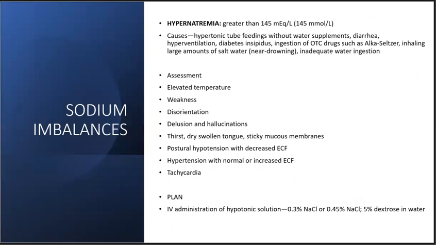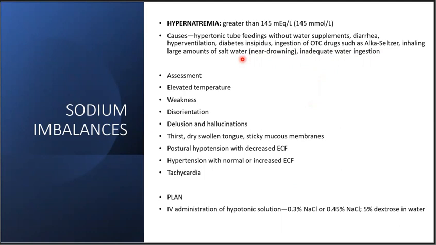In terms of hypernatremia, we see levels above 145 milliequivalents per liter, usually caused by hypertonic tube feedings without water supplement. So you have tube feedings that are hypertonic and the client doesn't get water supplements. Diarrhea is also another cause. Hyperventilation, diabetes insipidus, ingestion of over-the-counter drugs such as Alka-Seltzer, or inhaling large amounts of salt water, for example, near drowning. Also inadequate water ingestion. All of this could cause hypernatremia.